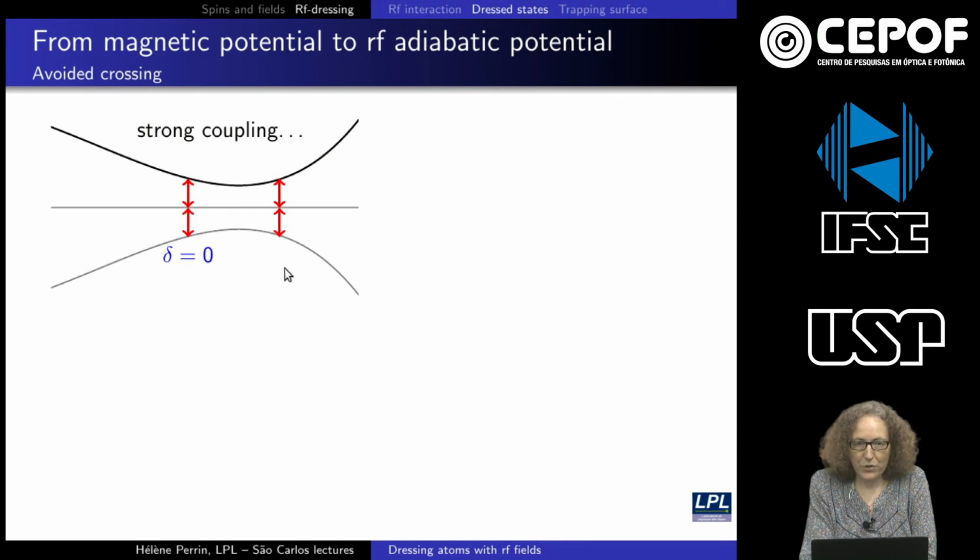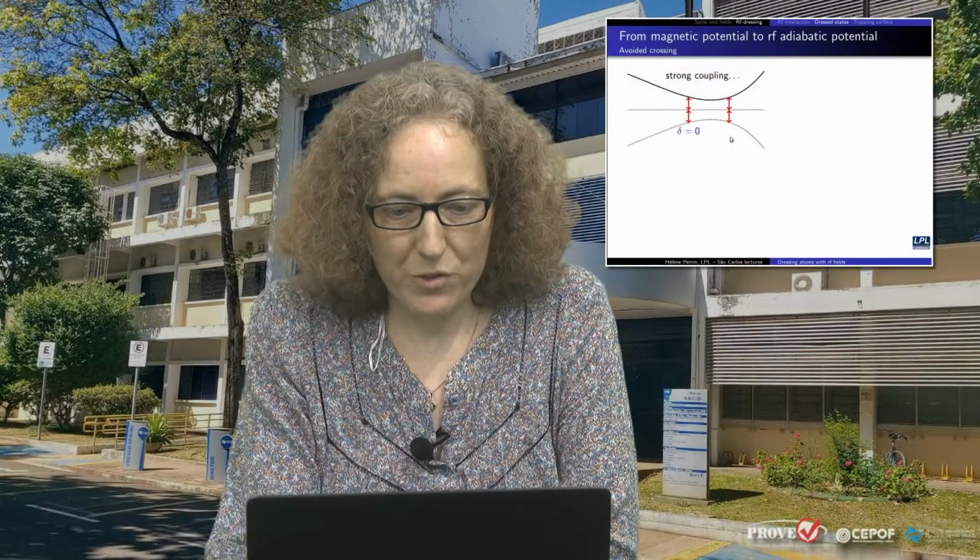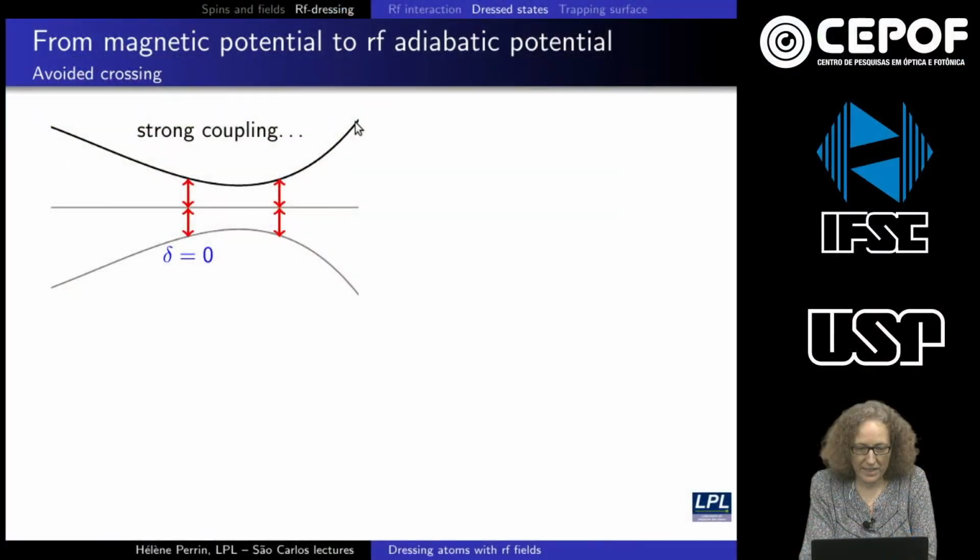So we can also describe what we have just done by a simple drawing, starting from the initial magnetic states. For example, if we confine the atoms in the upper Zeeman state, we introduce an RF in the regime of strong coupling. The RF field will be resonant at some position where the RF frequency is equal to the Larmor frequency, giving a detuning 0.